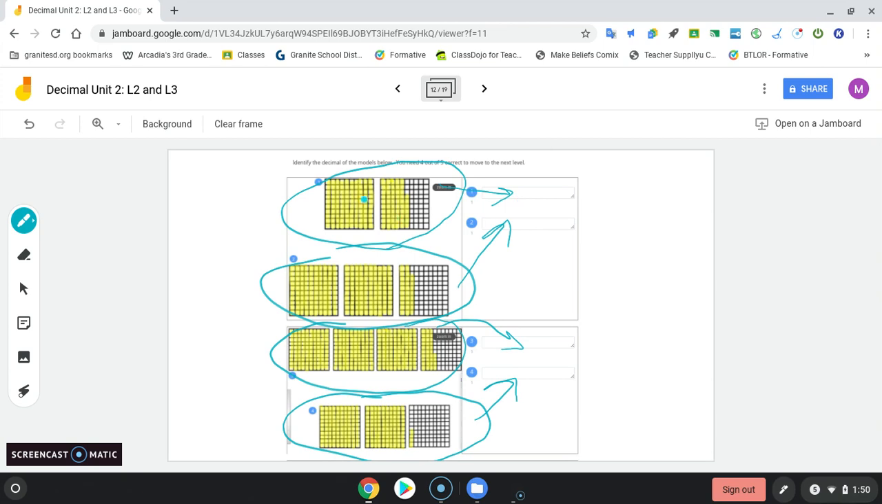Okay, but the instructions say identify the decimal of the model below. You need 4 out of 5 correct to move to the next level. All right, good luck. You got this.